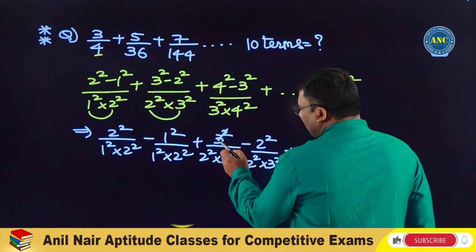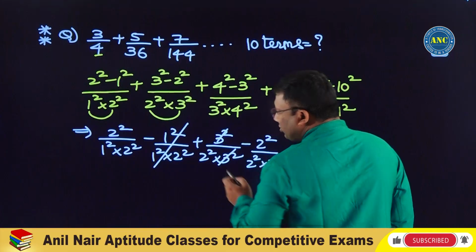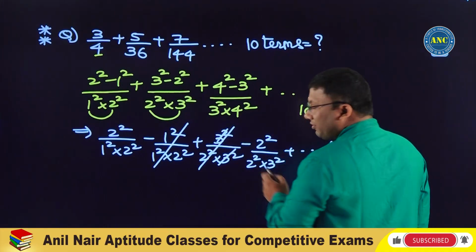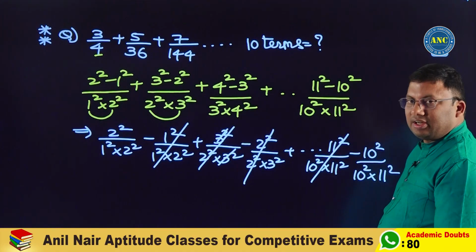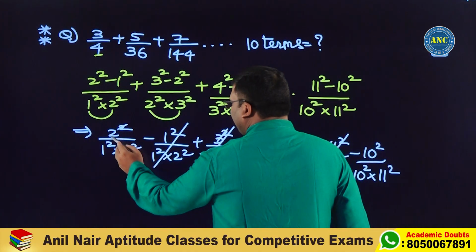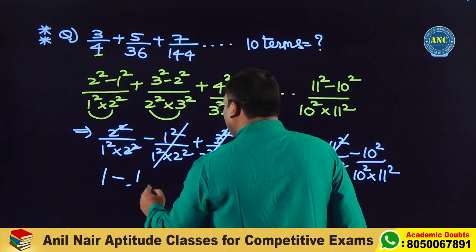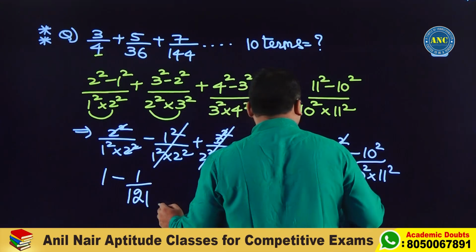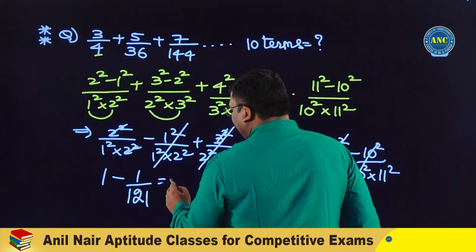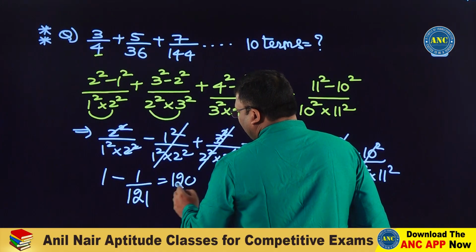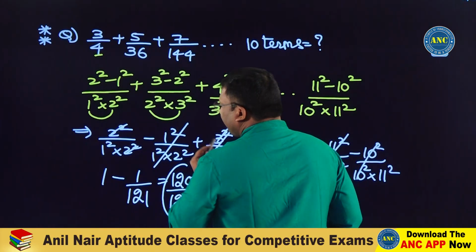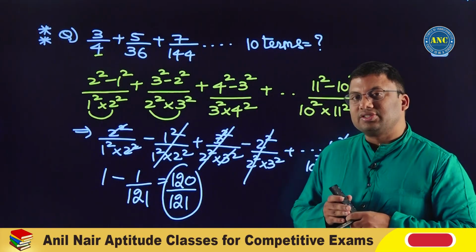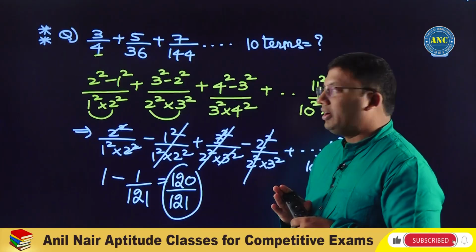3 square if I eliminate, minus 1 by 4 plus 1 by 4. All intermediate values are cancelled. 2 square if I cancel it out, 1 minus 1 by 121. Answer for this question is 120 by 121. Beautiful question it is. Answer for this question is 120 by 121.